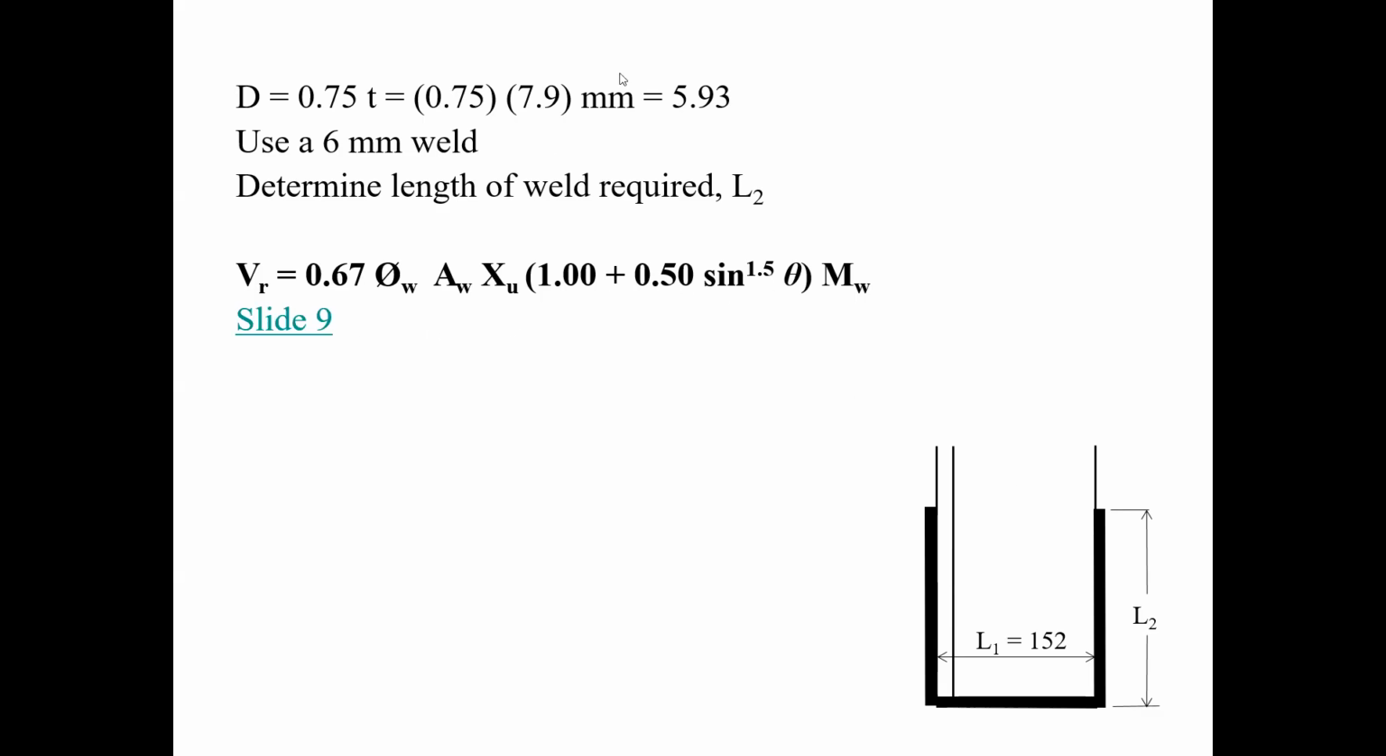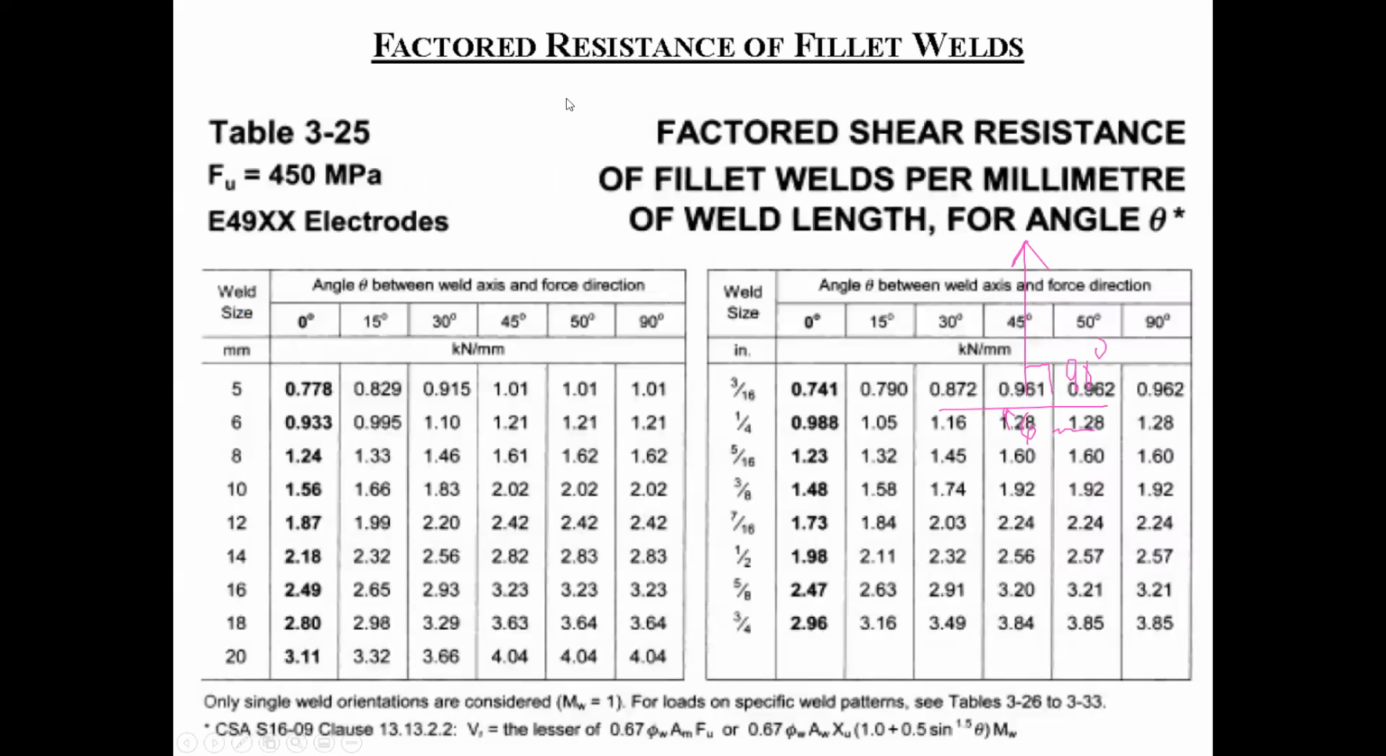So I like to simply go to the tables. Before I go to the tables, I look at two things. One is, what's my line of action? What's the angle of my weld segment with my line of action? Here I know it's 90 degrees. And what's the size of the weld that I want? I know I want a 6 millimeter weld. So when I go to the table, I know what I'm looking for. I have a 6 millimeter weld, and the angle between the weld axis and the force direction is 90 degrees, and therefore the VR value per millimeter is 1.21 kilonewtons per millimeter. That's the VR value.